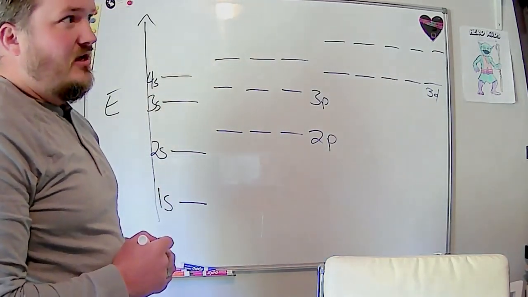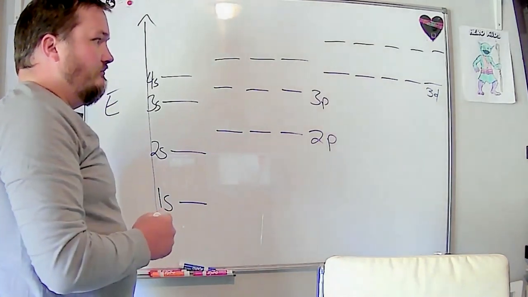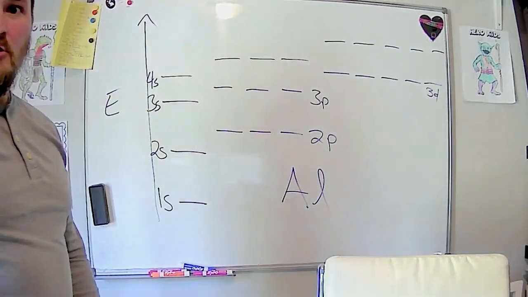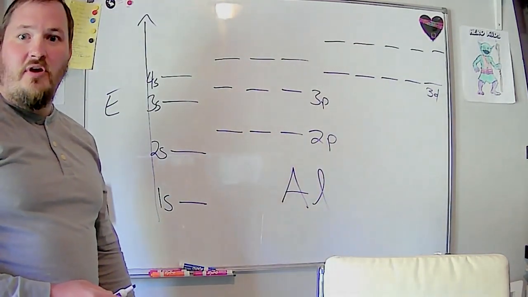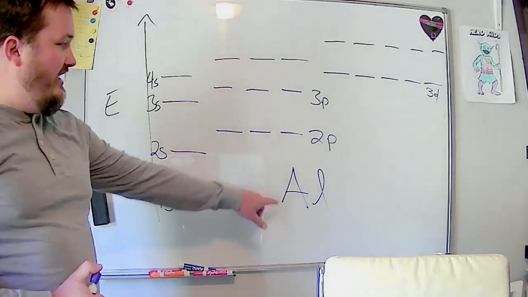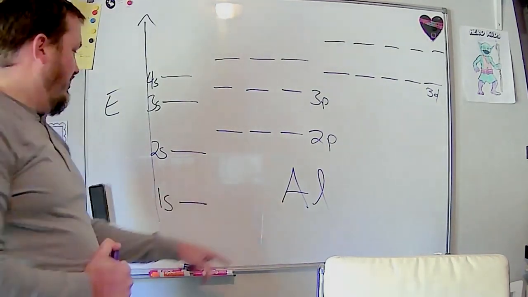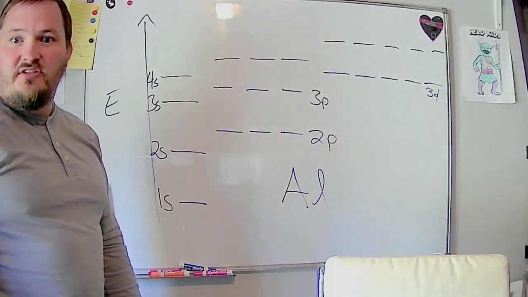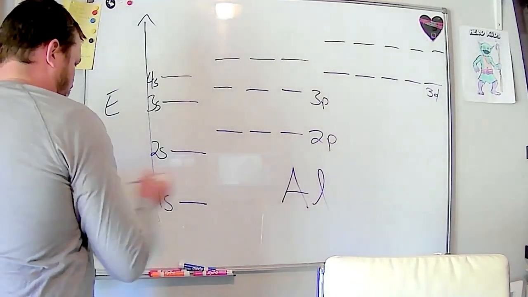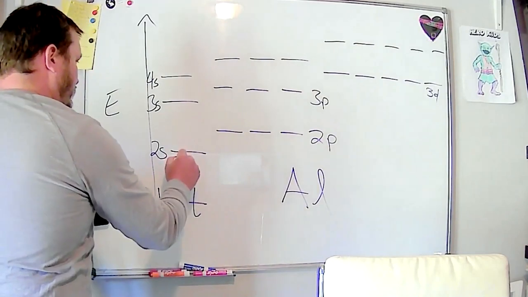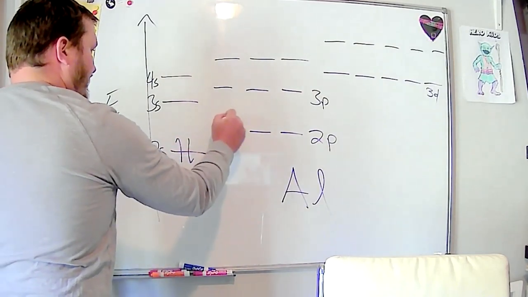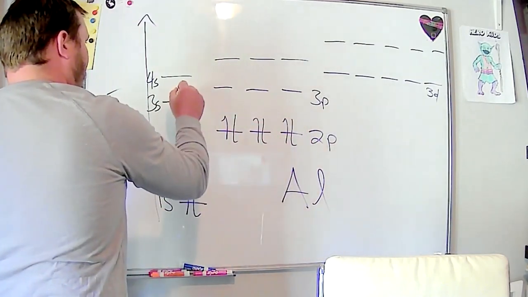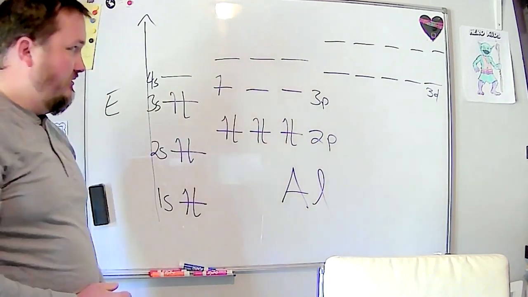So for instance, let's look at aluminum when it's neutral. Aluminum is number 13 on the periodic table. That means if it's neutral, we have 13 electrons to work with. So we just start at the bottom, start adding electrons in until we've used up a total of 13 electrons. 1, 2, 3, 4, 5, 6, 7, 8, 9, 10, 11, 12, 13.